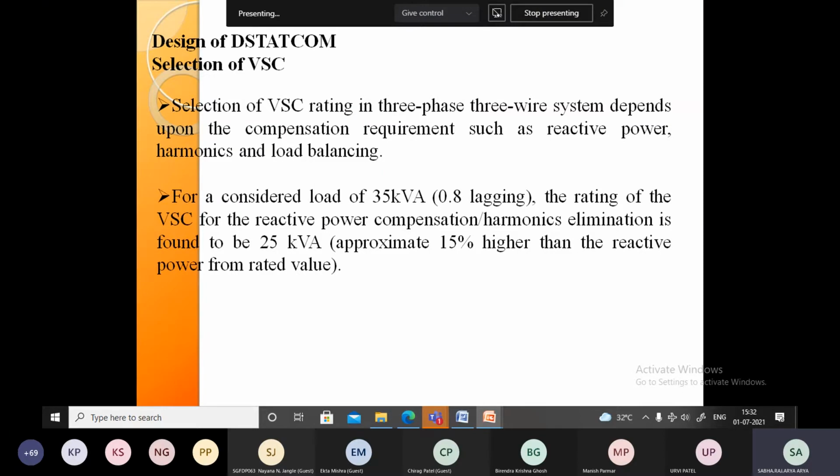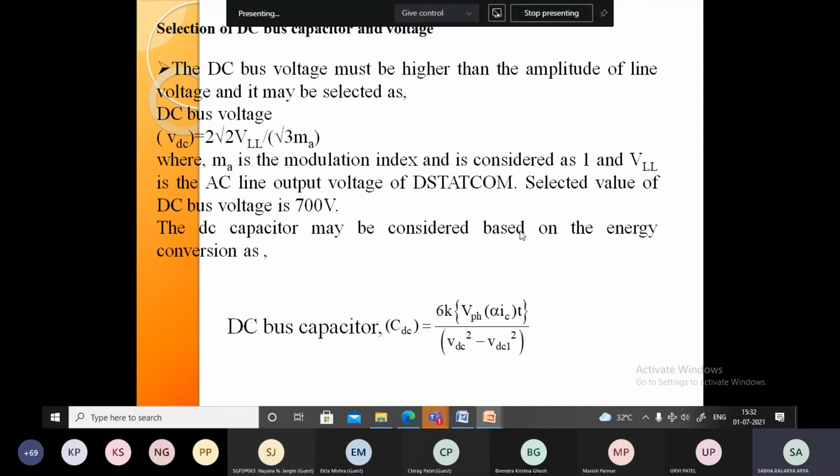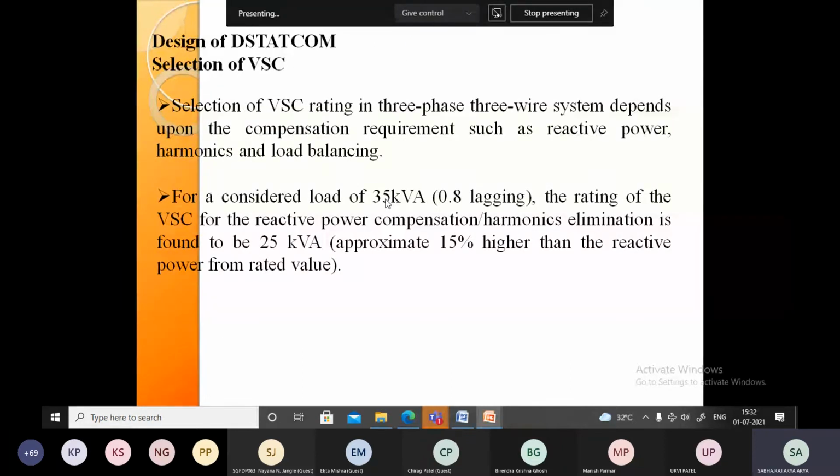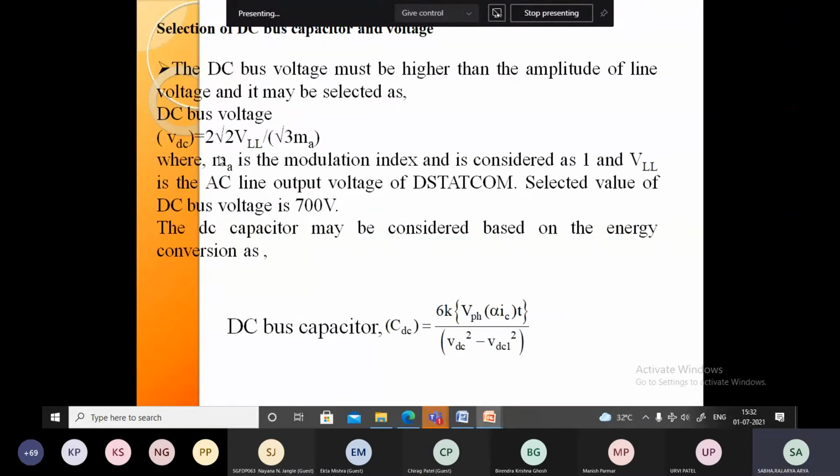So how can you find the active power? 10 into 0.8, and the reactive power you can find as 10 into 0.6. Based on that, you can find the rating, and then you can take some safety factors. Here we have taken a 35 kVA load at 0.8 power factor. Based on that we have calculated 25 kVA, and 50% extra we have taken inside that. After that, based on this formula, we can design the DC bus voltage. You can put 2√2 V line to line divided by √3 into m. Based on that, you can design the DC bus voltage.